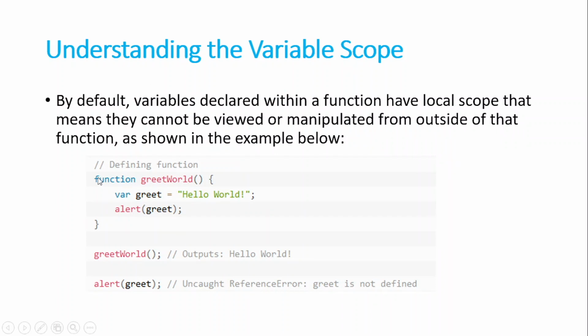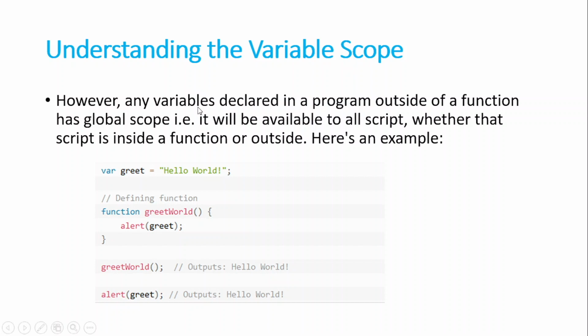Now you can see that we have this function greetWorld. Inside that we have created this variable greet. But if I try to use this greet variable outside of this function, you can see it is giving me the error that greet is not defined. So this is the difference basically. By default, variables declared within a function have local scope. That means they cannot be viewed or manipulated from outside of that function. So we cannot use this variable outside of this function if it is defined inside.